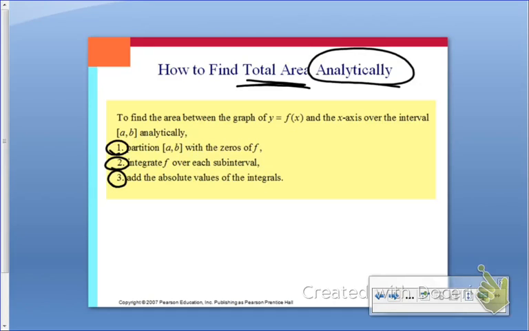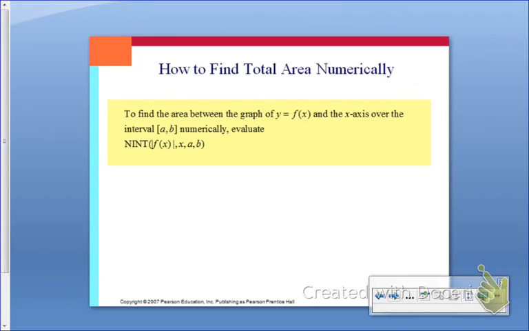They want a positive area. So what they're telling you is give me a positive area. Even if the area is below the curve at some point, make it absolute value positive, in other words, and then add all the areas together. So we're going to try a problem like this and see how we do on it.